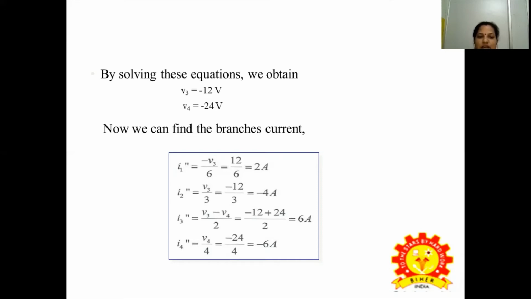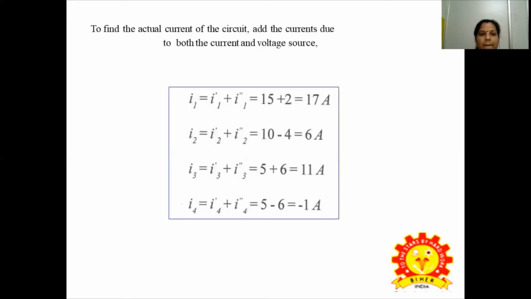So I3 double dash equal to (V3 minus V4) divided by 2, equal to (minus 1 plus 24) divided by 2, which is equal to 6 amps. So I4 double dash equal to V4 divided by 4, minus 24 divided by 4, which is equal to minus 6 amps.